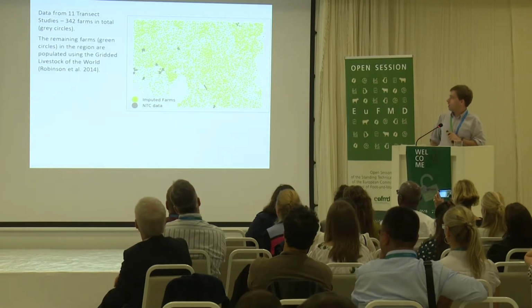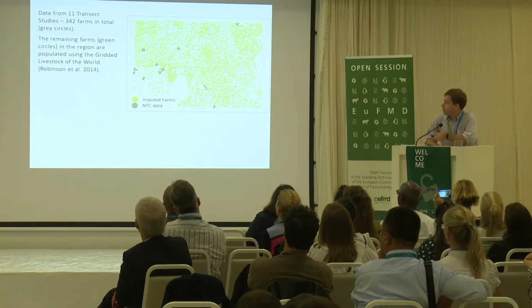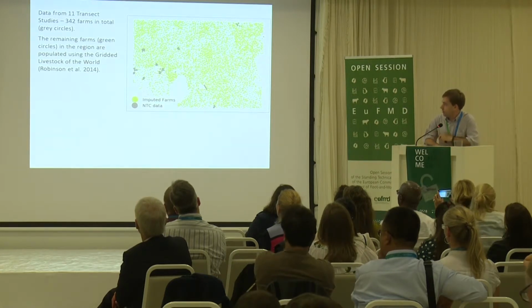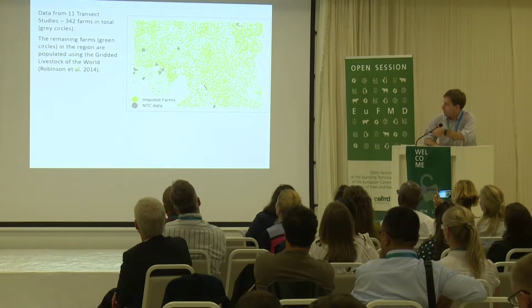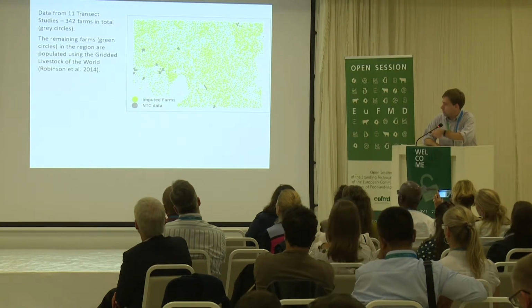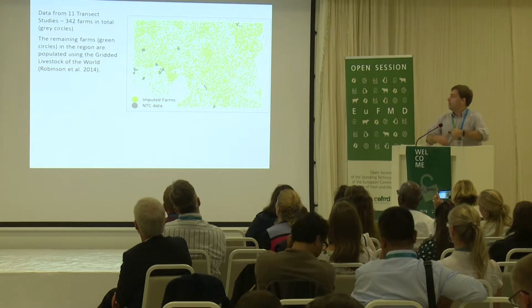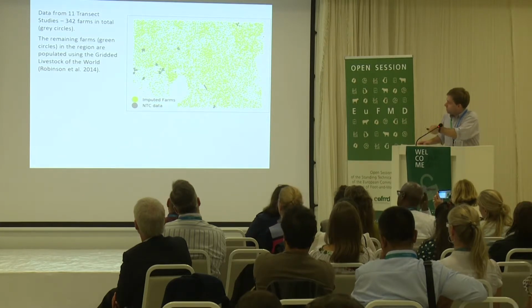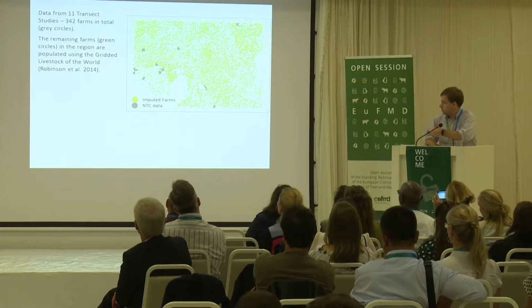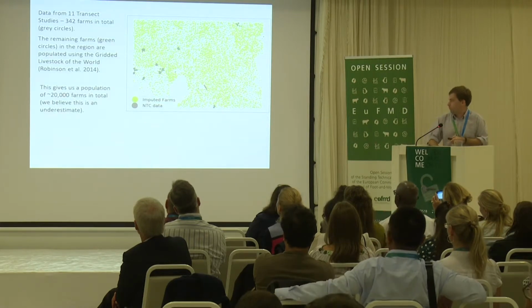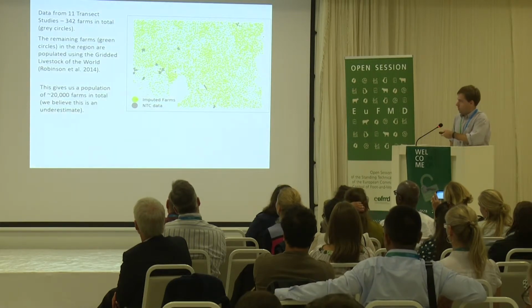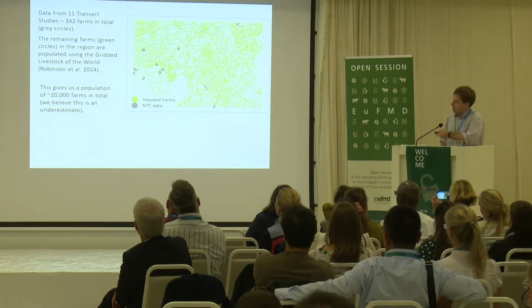So what we've done is we've imputed the remainder of the farms in the county using the gridded livestock map of the world, which some of you may know, published by Tim Robinson and colleagues in 2014. So we can artificially populate the rest of the county with these imputed farms. Now, I will say this is preliminary work. Based upon this, we get a population of around 20,000 farms in the county.